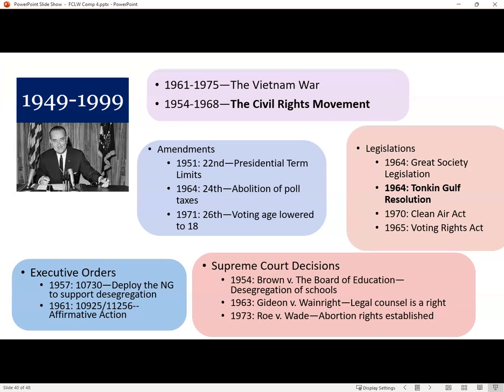And then we're going to see some great legislation, the Great Society legislation of 1964, the Gulf of Tonkin Resolution, the Clean Air Act, the Voting Rights Act, because again, covering those issues related to voting. And then we'll see some great Supreme Court decisions and executive orders that relate to some of the things that were happening at the time.